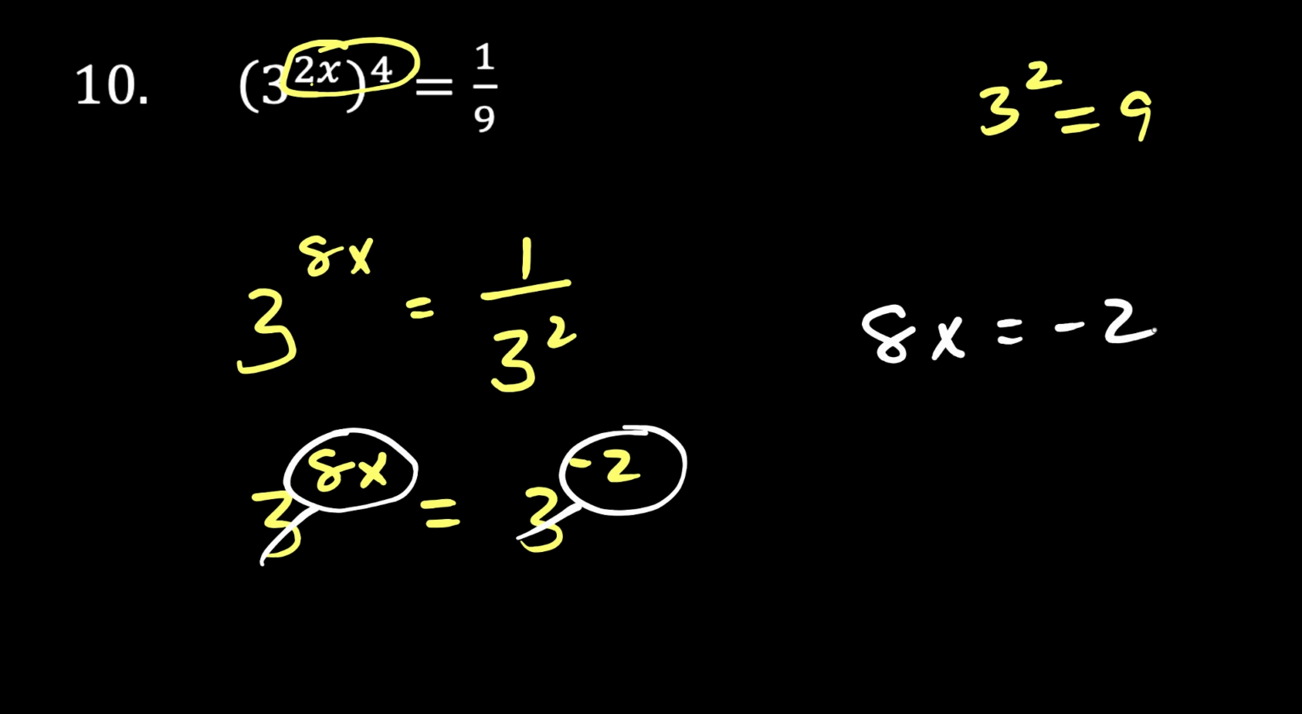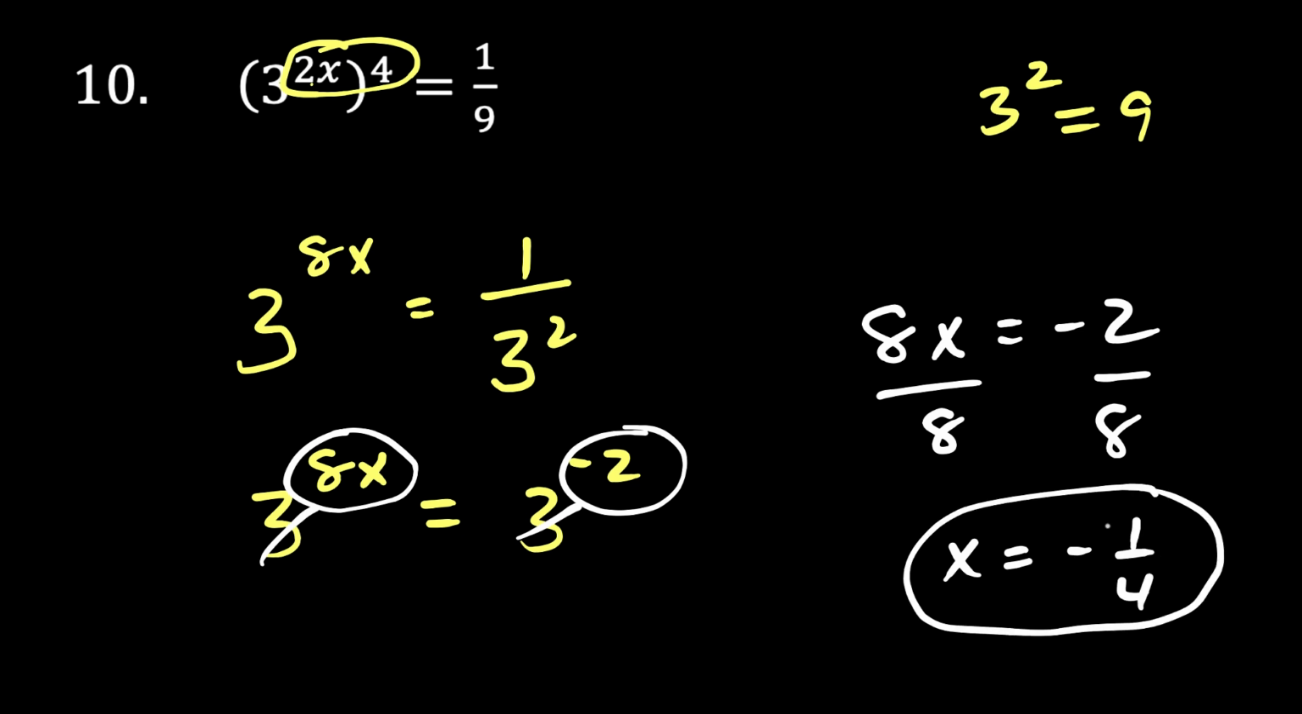We can divide both sides by 8, and we're left with x equals negative, and we can just reduce this to 1/4, or if you prefer decimals, negative 0.25. And that's all there is to that one.